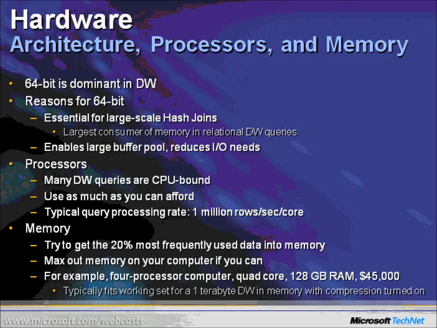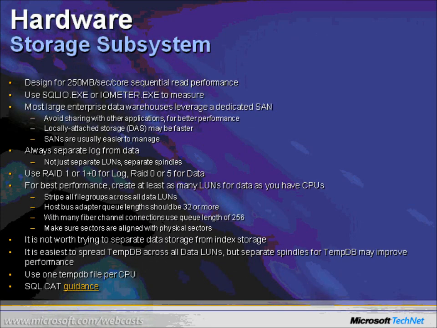If you compress a 1 terabyte data warehouse, it'll be about 300 gigabytes. And then 20% of that is less than 128 gigs. So, if a 1 terabyte data warehouse is compressed, 20% of the most frequently used data will fit in memory on a machine like I just described. And that'll give you a very, very high buffer hit rate so that almost all of your queries are operating out of main memory, so you're not constrained by the disk I/O bandwidth.